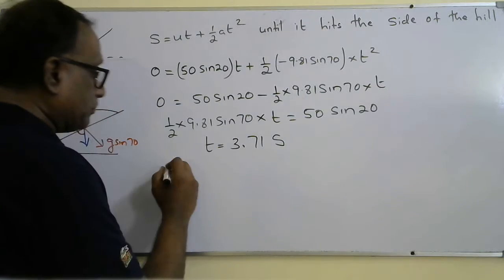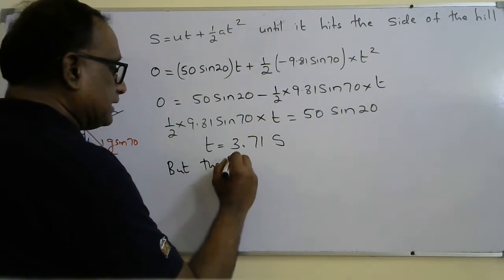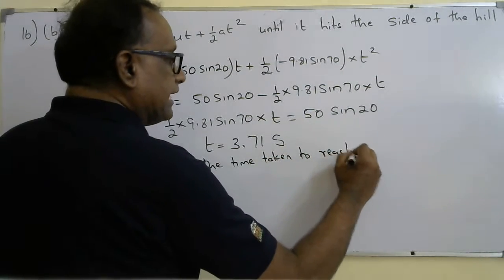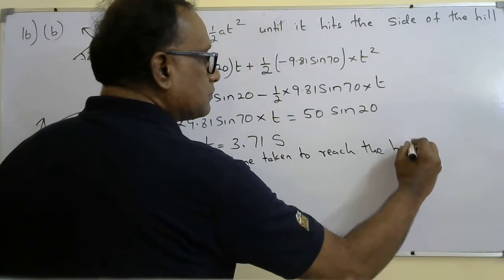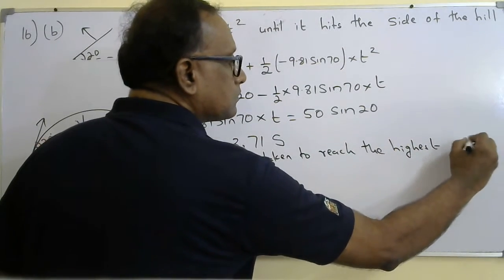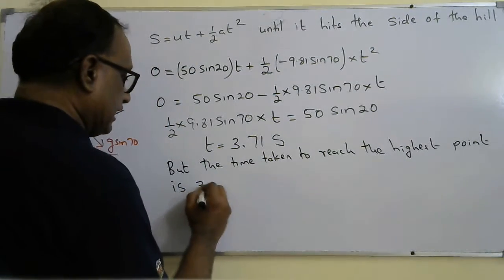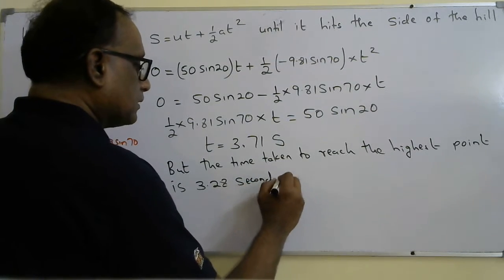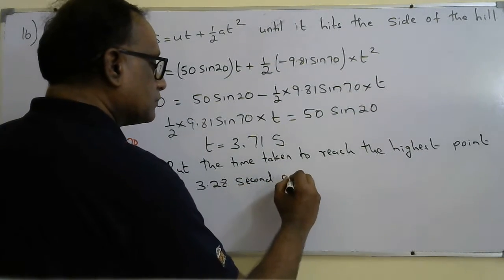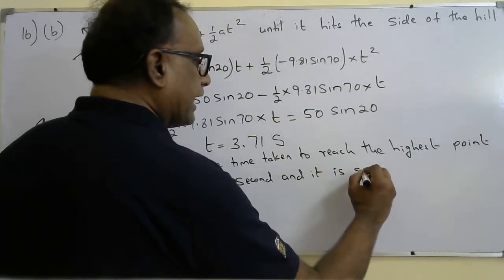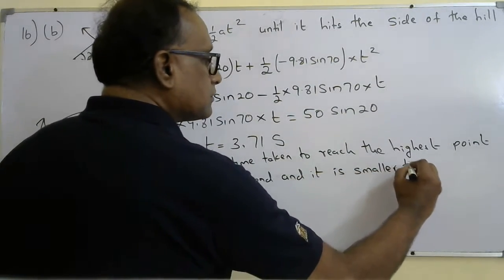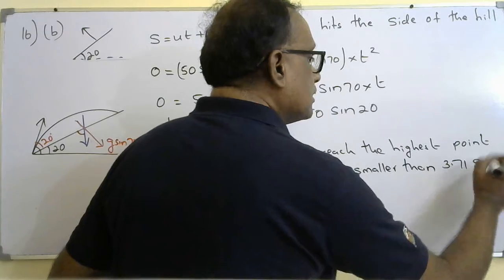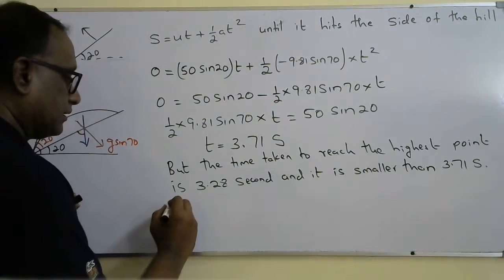Because the time taken to reach the highest point is 3.28 seconds, and it is smaller than the time taken to hit the ground, 3.71 seconds. So it will reach the highest point before hitting.